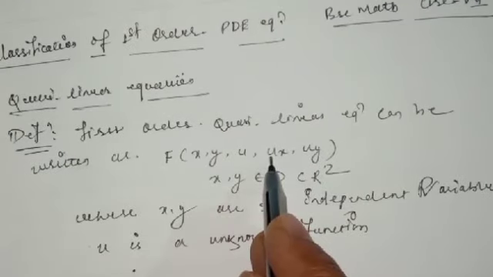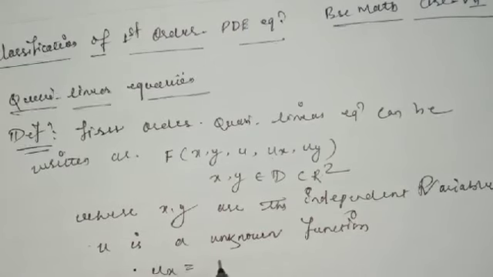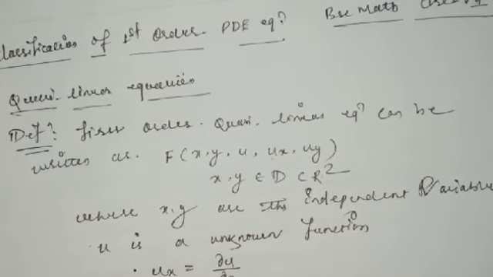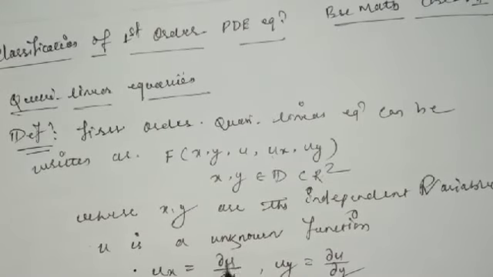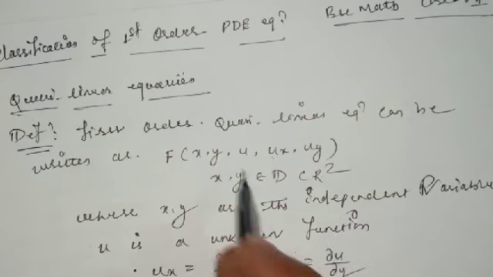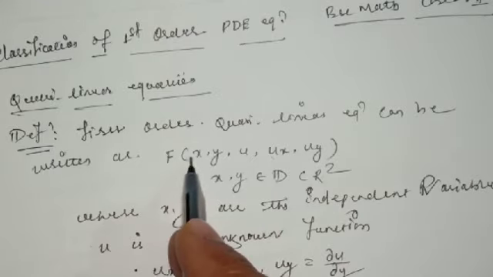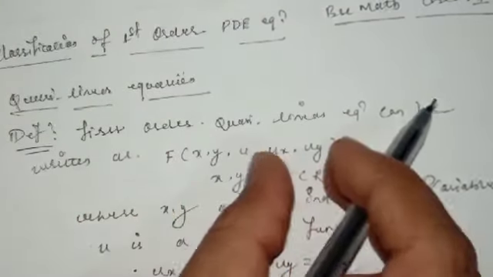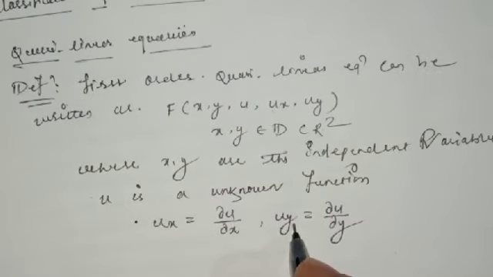Okay, what is the value of ux and uy? It can be written as ux equals du by dx and uy equals du by dy. So ux and uy are functions of u also, because u contains both x and y. Here f contains x and y. This is the f part, this is the u part. Is that clear? Let us consider ux, uy as p, q.